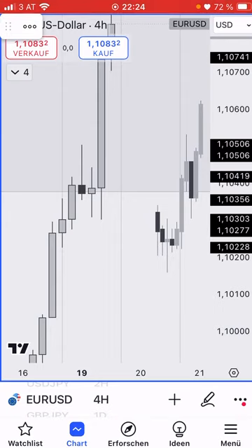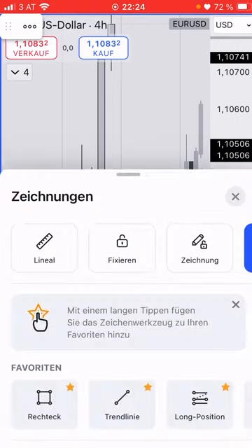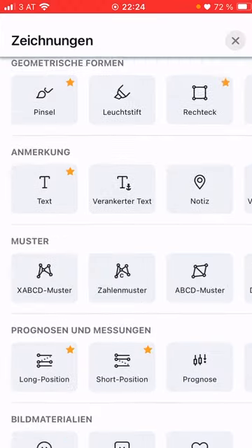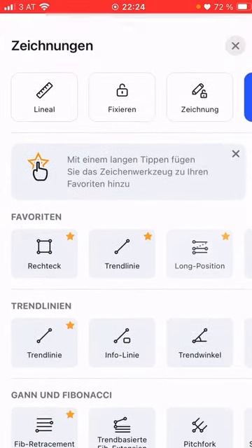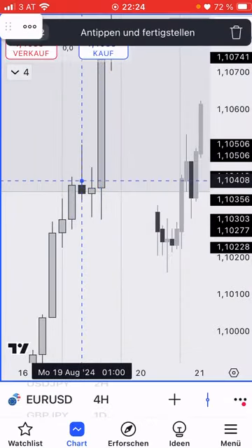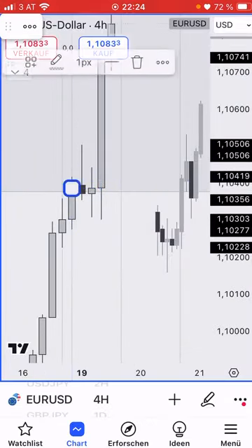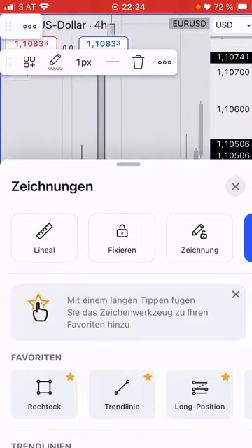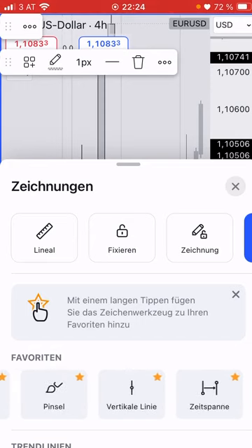So we will grab... Let's grab ourselves this tool here. Mark these nice zones.